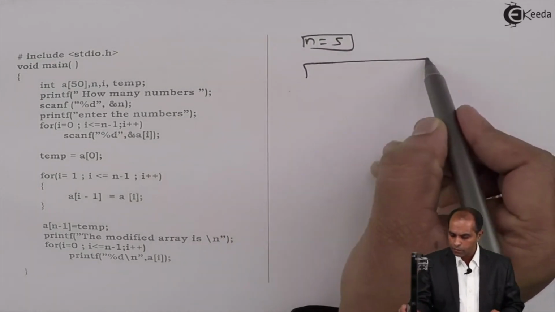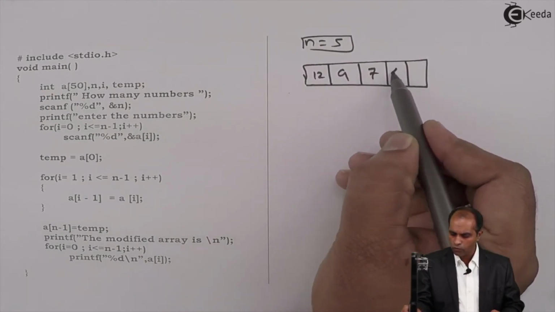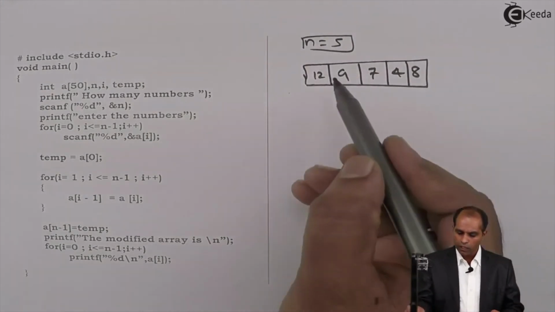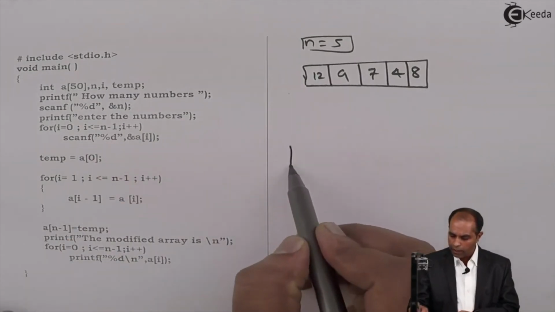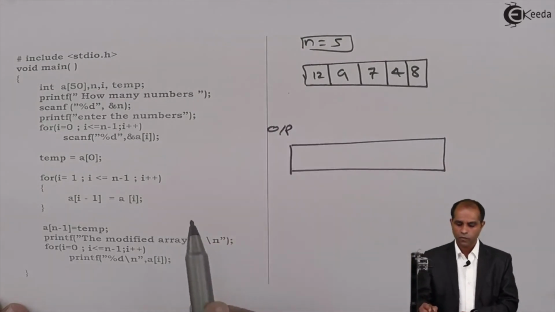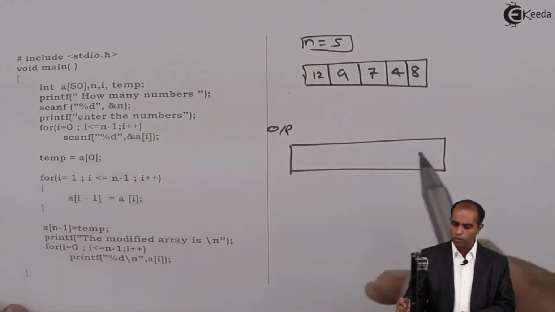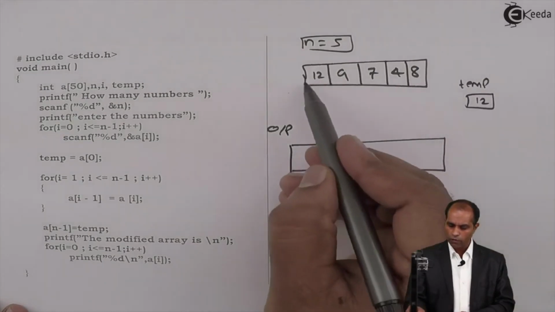Read the numbers: 12, 9, 7, 4, say 8. Now, to shift these elements towards the left hand side by one position, I'll write this array, and this is my output array. So what it says, a of 0 should be copied onto temp. So temp will become 12. A of 0 goes to temp.